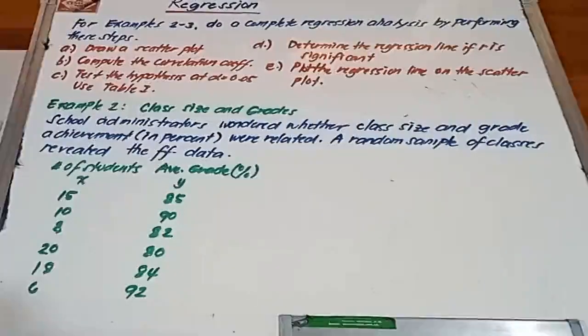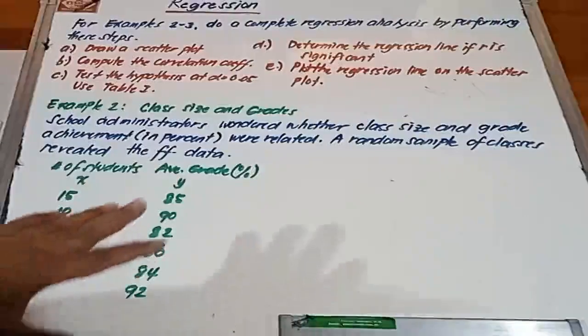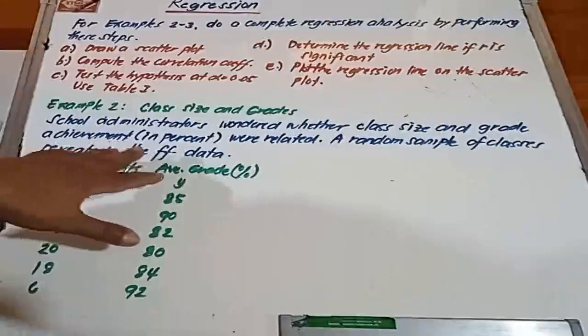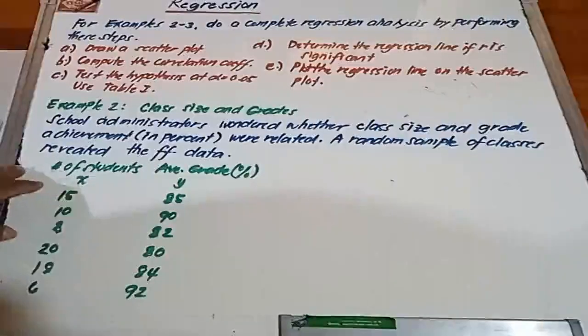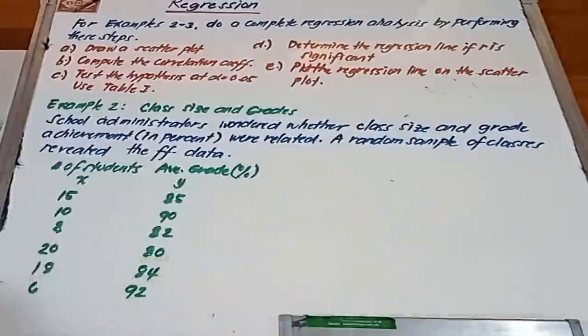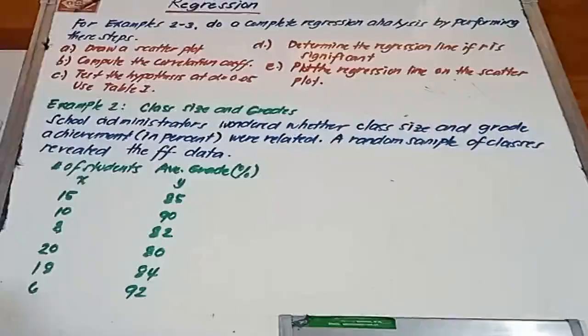example number 2. This is about class size and grades. It says, school administrators wondered whether class size and grade achievement in percent were related. A random sample of classes revealed the following data. We have here the number of students, 15, 10, 8, 20, 18, and 6. We have 85, 90, 82, 80, 84, and 92.